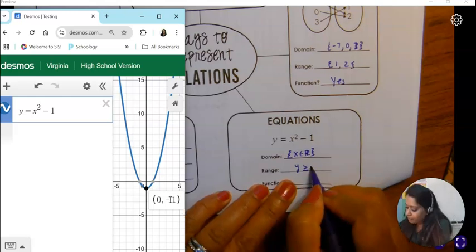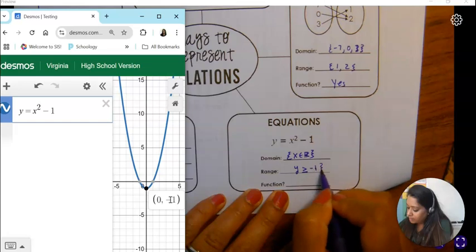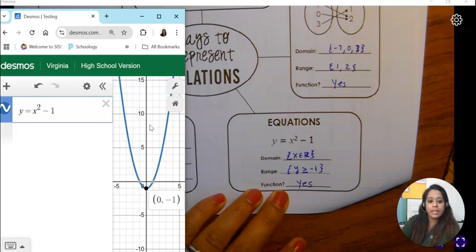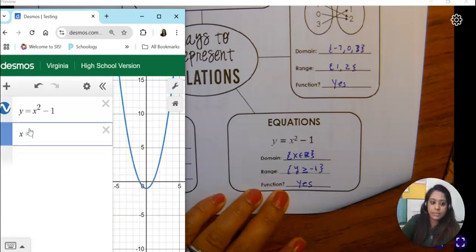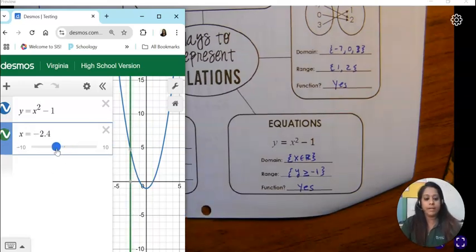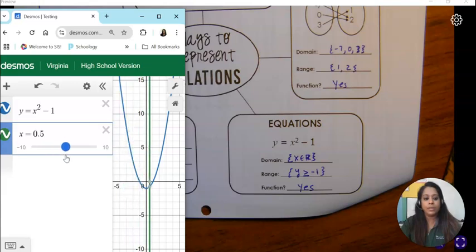Okay. And it is a function. Yes, it is, because you can do the vertical line test. You can draw a line, so like x equals, I don't know, I'll just put 1. And you can actually move this everywhere, and then it only has one y value.